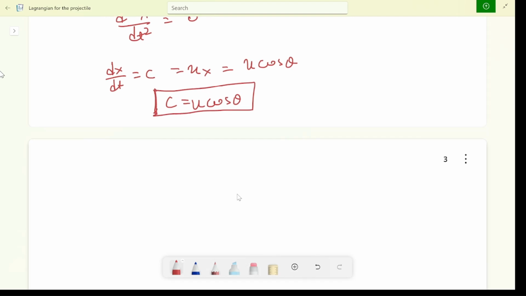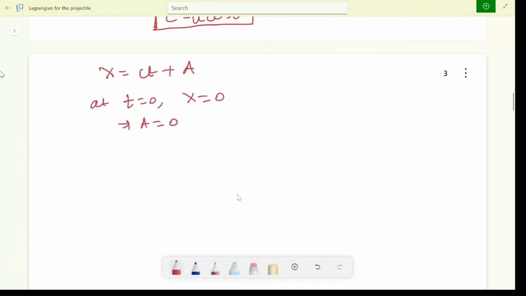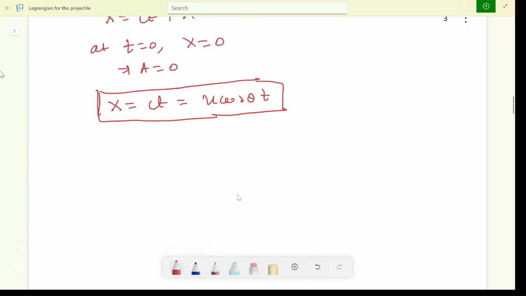Now integrating it a second time, we get x is equal to ct plus a. A is some second constant. Applying our boundary conditions, we get that at t is equal to 0, x is equal to 0, right? This implies a is equal to 0. And so the solution is x is equal to ct, which is u cos theta t. This is the solution to our first Euler-Lagrange equation.